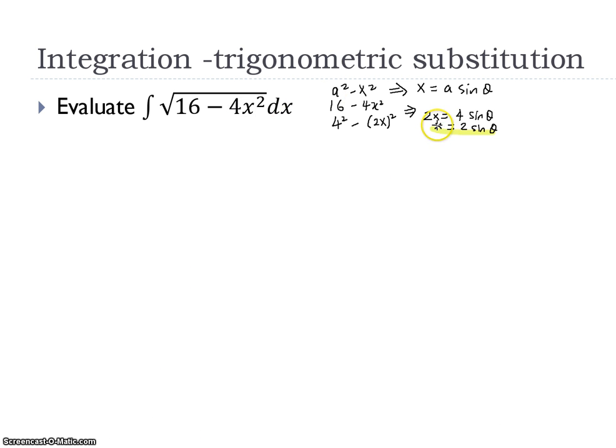Before that, if we have x equals 2 sine theta, we need to differentiate x with respect to theta because later we need to use it for substitution. So if we differentiate x with respect to theta, we have 2 cos theta. So we are going to substitute x equals 2 sine theta into the integration, and then the dx we have to change in terms of d theta.